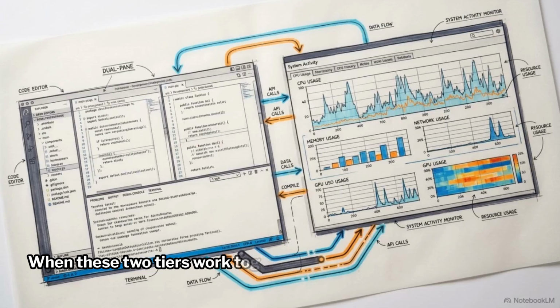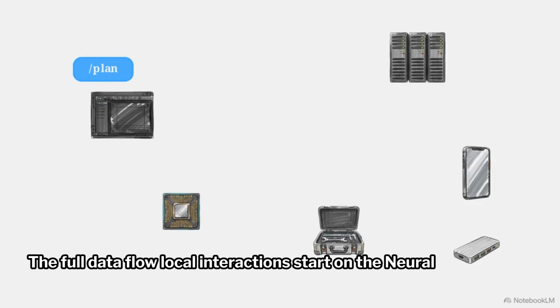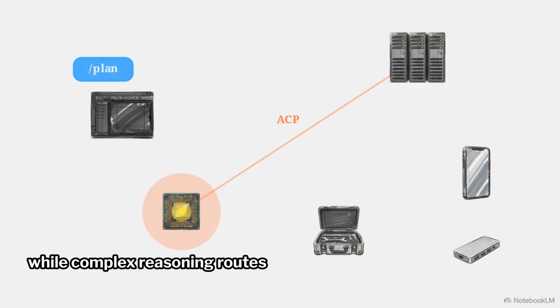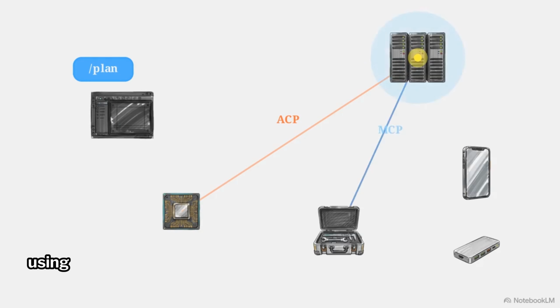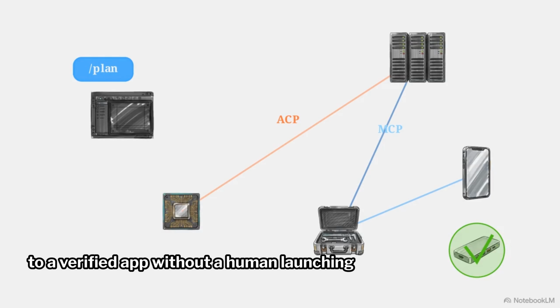When these two tiers work together, they form a complete orchestrated ecosystem. In the full data flow, local interactions start on the neural engine, while complex reasoning routes via ACP to the cloud, using MCP to control native tools. The system moves from a plan prompt to a verified app without a human launching a test.